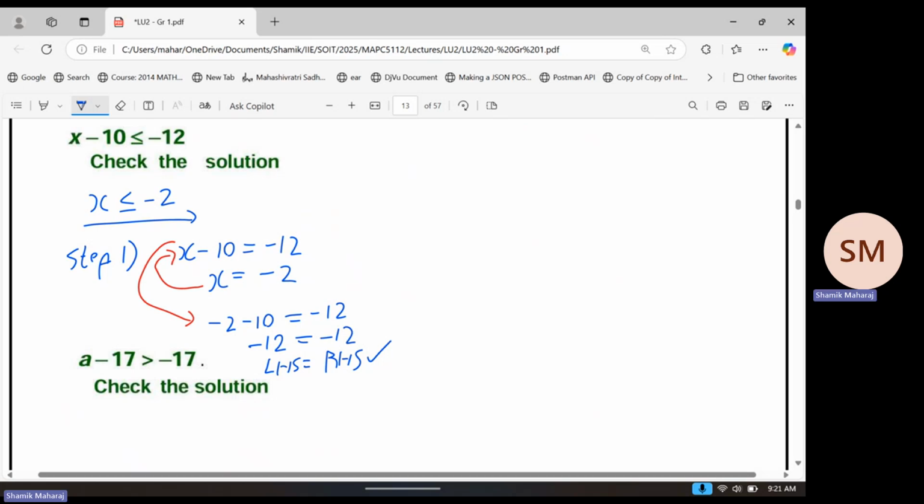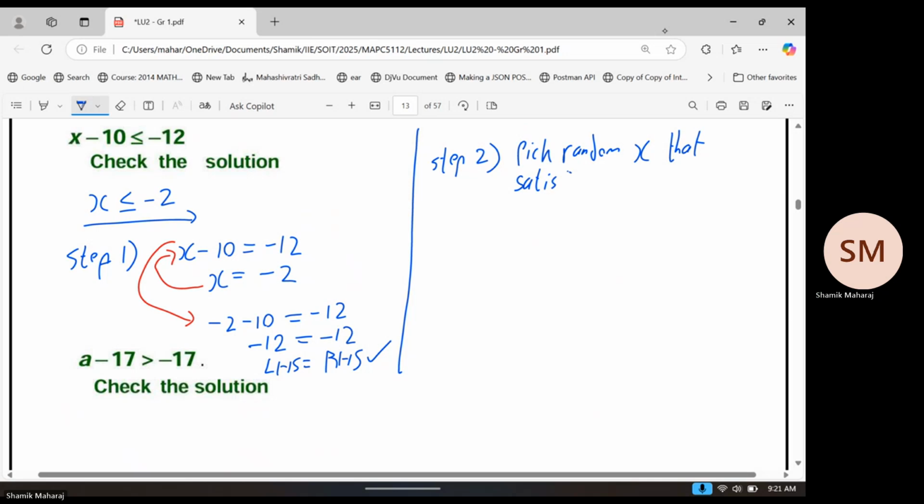Step 1 makes sense to you guys? Okay. All right. Now step 2 is a little bit stupid, but we have to know how to do it. In step 2, we need to pick a random value of x which satisfies this inequality here, satisfies our answer. So I'm going to say, maybe I should write that. Pick random x that satisfies our solution.